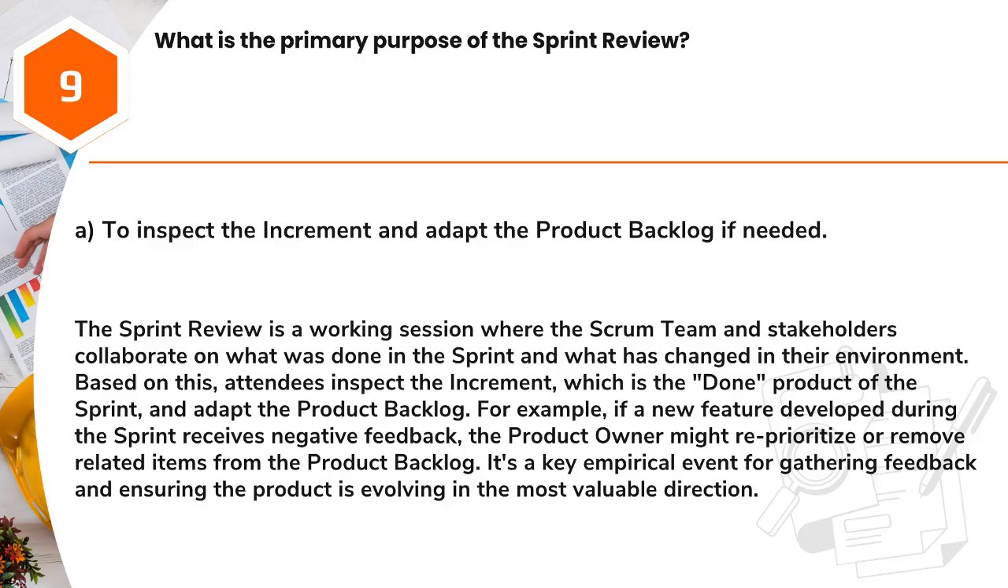The sprint review is a working session where the Scrum team and stakeholders collaborate on what was done in the sprint and what has changed in their environment. Based on this, attendees inspect the increment, which is the done product of the sprint, and adapt the product backlog. For example, if a new feature developed during the sprint receives negative feedback, the product owner might reprioritize or remove related items from the product backlog. It's a key empirical event for gathering feedback and ensuring the product is evolving in the most valuable direction.